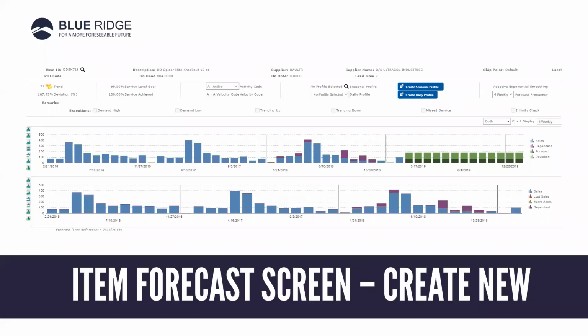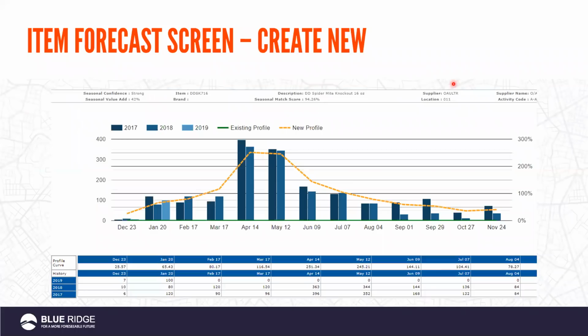All right, so another way that I mentioned you can add a profile to an item, you can come onto your item forecast screen for a specific item ship point location record. And what you can do is click this Create Seasonal Profile button. And once you click this button, if the item is deemed seasonal, what we're going to do is bring you to this results screen. And here you're going to see a few different data points, some helpful data points to help you understand how good this profile is.